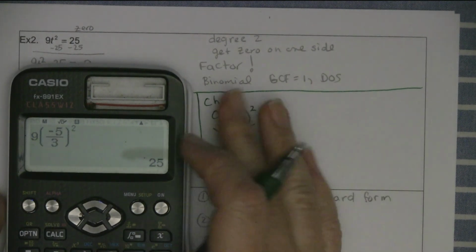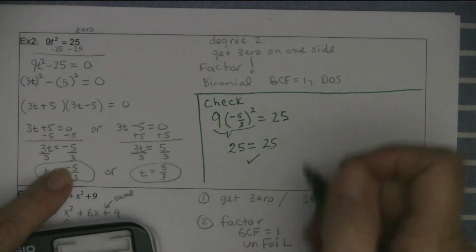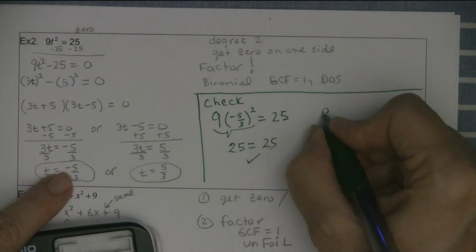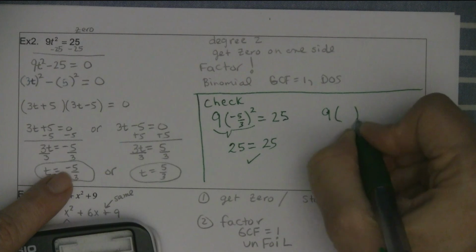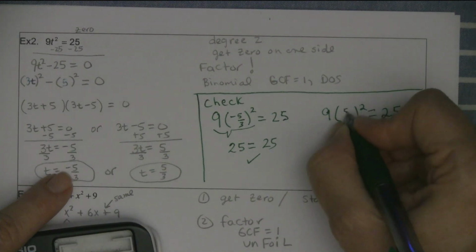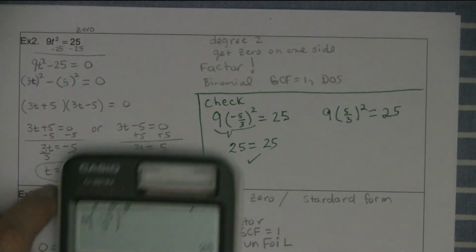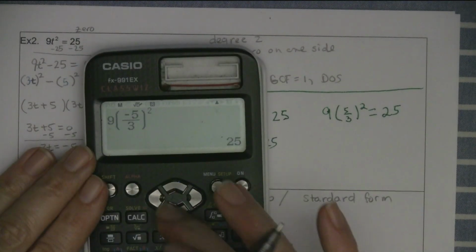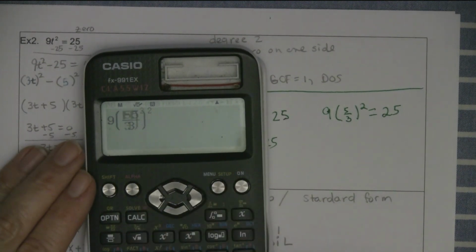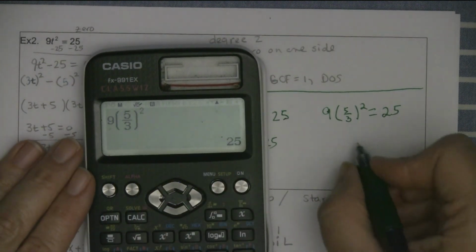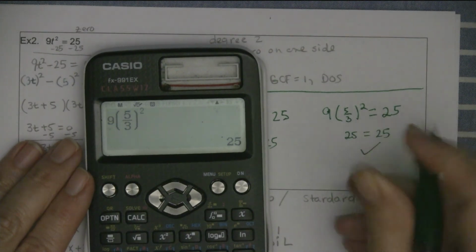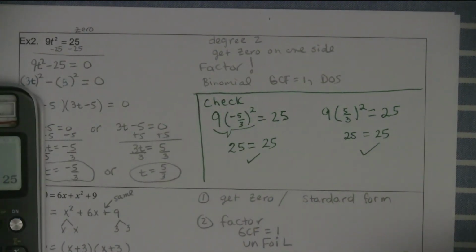And I just checked this one. Now I have to check the other one. So there's 2 answers. You got to check the other answer. So here's the other answer. Got to check them both. The other answer is 5/3. And the good news is I already sort of put that in my calculator, right? The only difference is a negative sign. And so you notice that works as well. Okay, so they both checked.